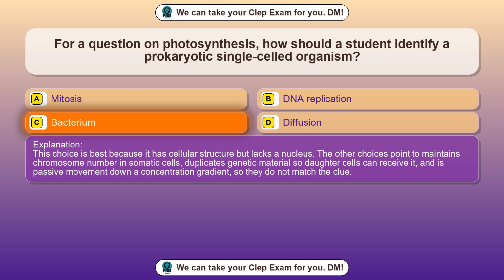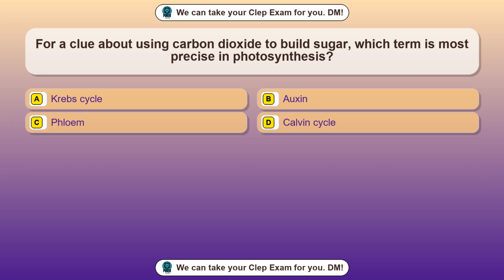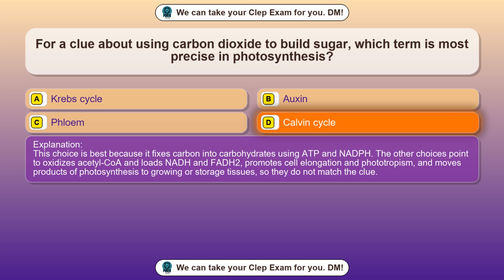The other choices point to maintains chromosome number in somatic cells, duplicates genetic material so daughter cells can receive it, and is passive movement down a concentration gradient, so they do not match the clue. Question 8. For a clue about using carbon dioxide to build sugar, which term is most precise in photosynthesis? Option A, Krebs cycle. Option B, auxin. Option C, phloem. Option D, Calvin cycle. The correct answer is option D, Calvin cycle. This choice is best because it fixes carbon into carbohydrates using ADP and NADP.